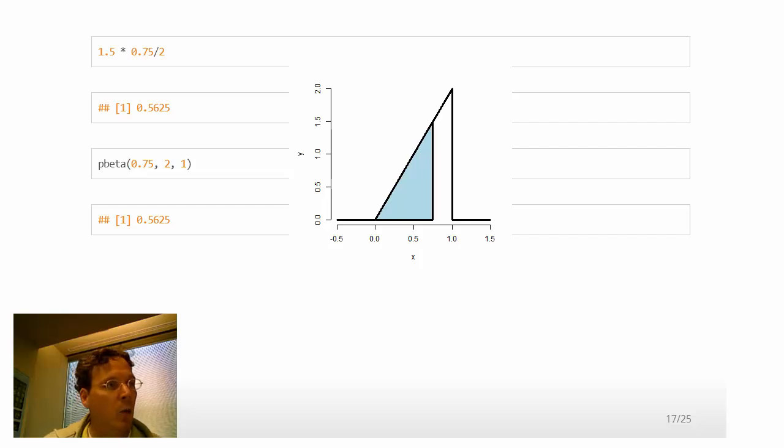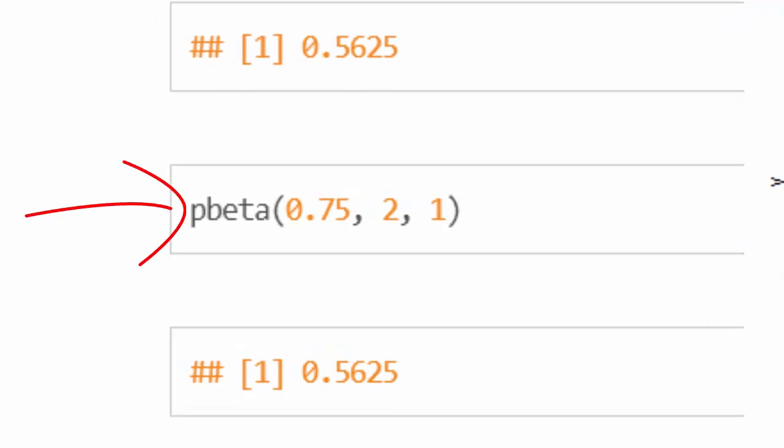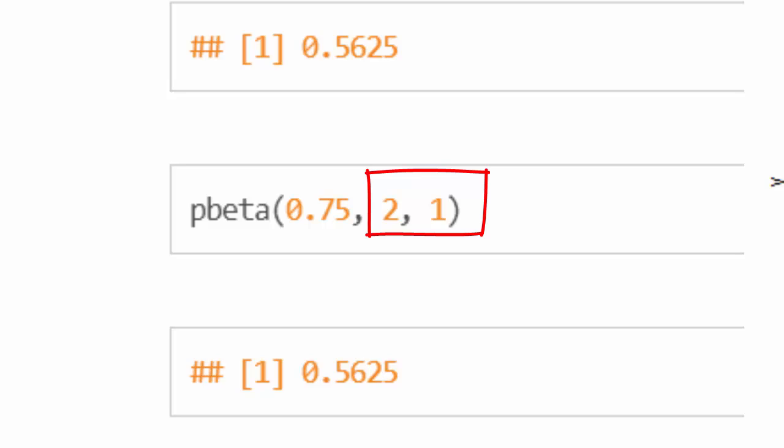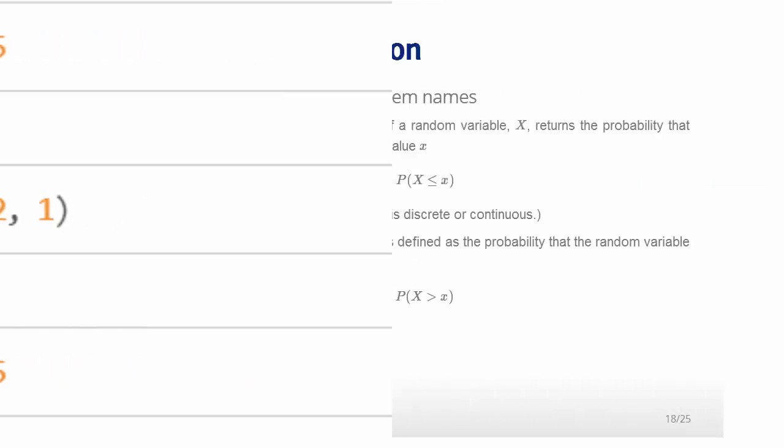I want to add that the letter P in front of a function asks for probabilities. So pbeta is going to ask for the probability from a beta density of being less than 0.75. Here the 2 and the 1 are the specific parameters that turn it into the exact triangle that we're using right here, and you see that you get the same number, 56%.